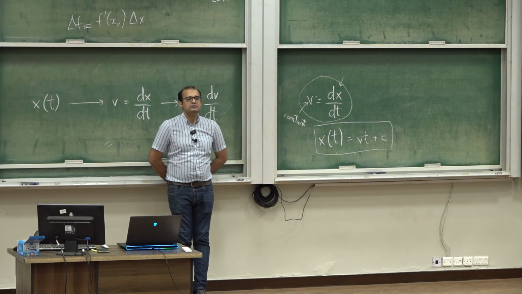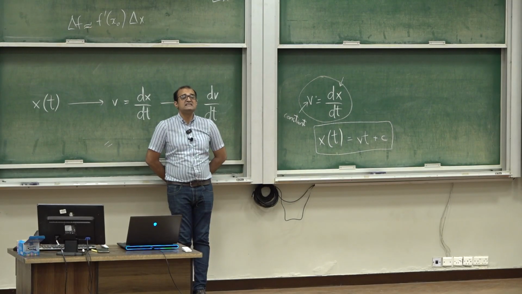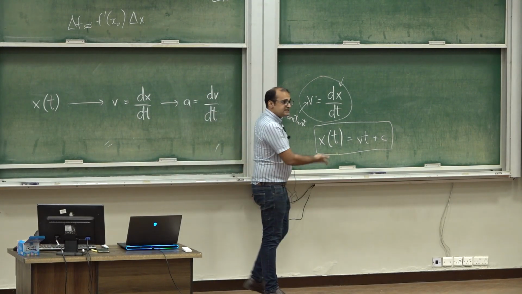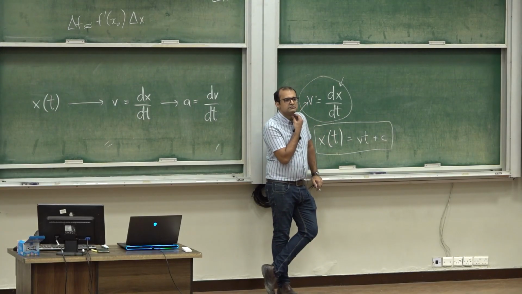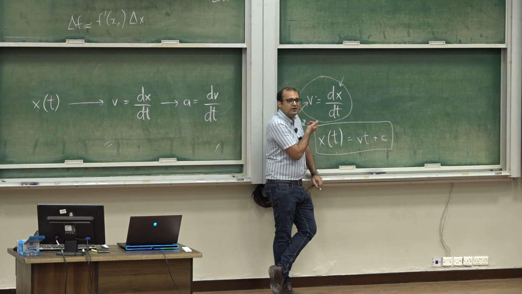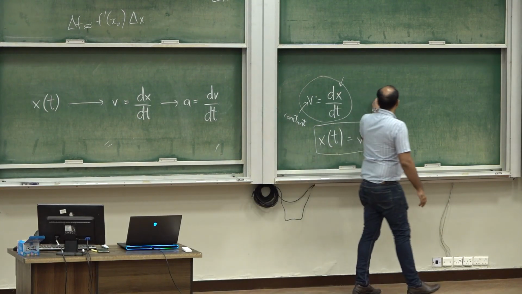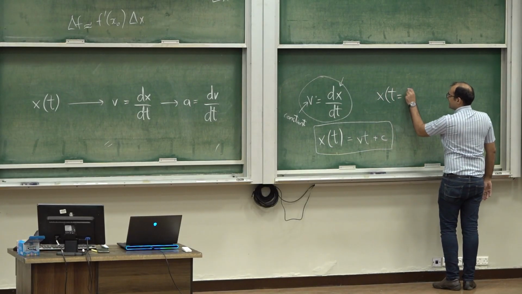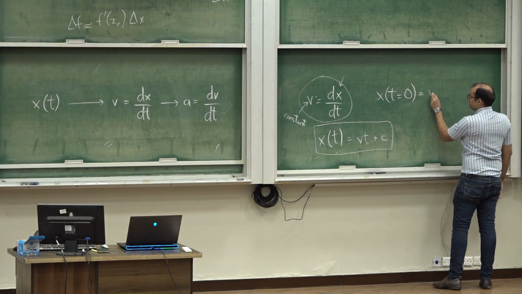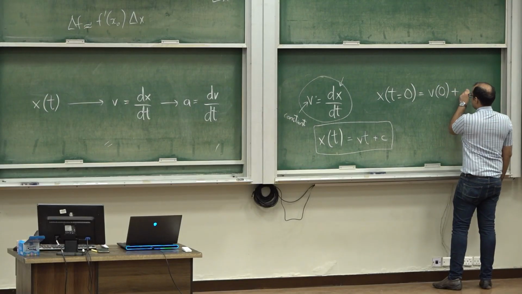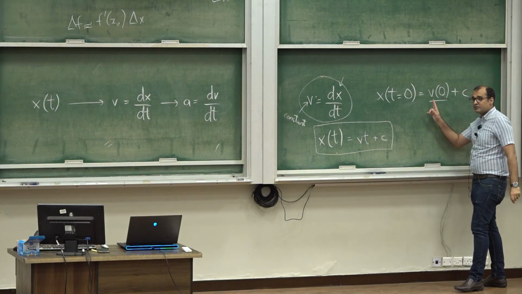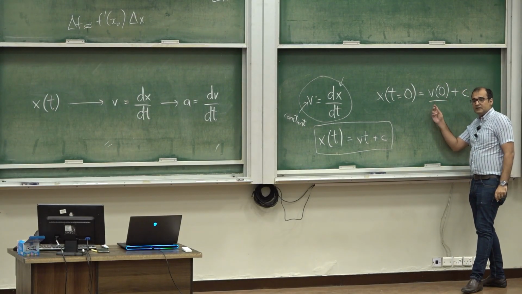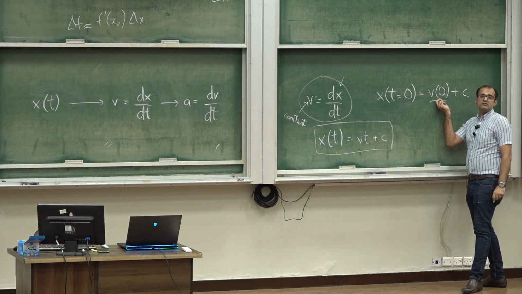How do I measure C? That gives me some idea about what C is physically. Well, what's C? Yeah, so you put in t is equal to 0, and you get from this mathematical function x of t is equal to 0 gives me v times 0 plus c. This of course is 0. This is not v of 0, this is v multiplied by 0.